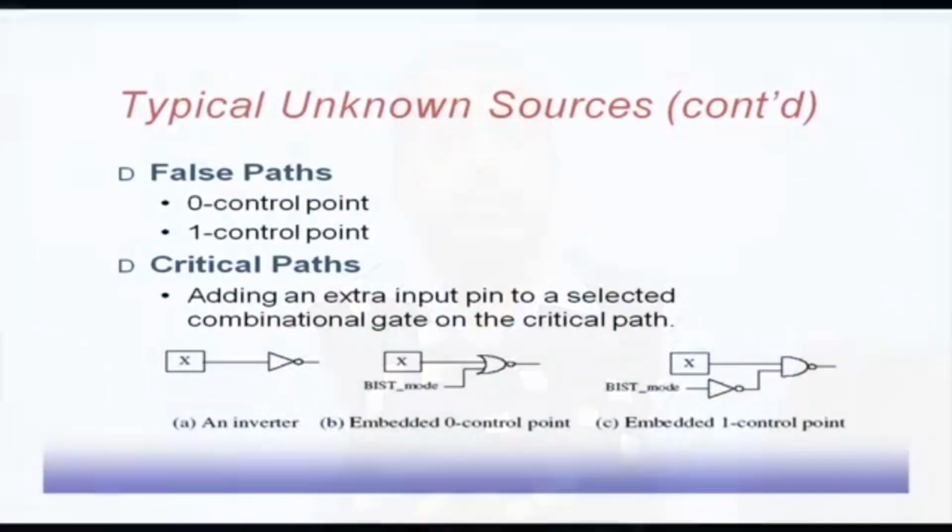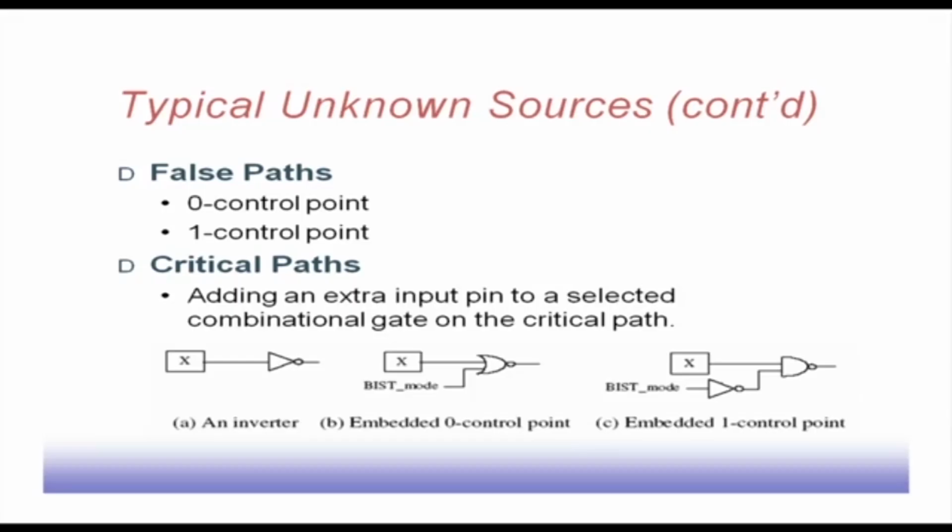The more unknown sources are false paths. False paths cannot be excited because of the logic of the circuit. So, what we can do, if there is a false path, is put a 0 control point, so that this path is forced to 0, or we can have a 1 control point.